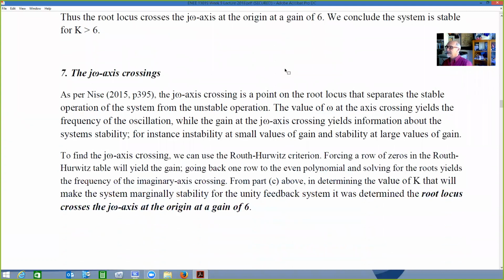So the next step is that looking at that information, the j omega axis crossing is the point on the root locus that separates the stable operation of the system from the unstable operation. The value of omega at the axis crossover yields the frequency of the oscillation, while the gain at the axis crossing, the imaginary crossing, yields information about the system's stability. For instance, instability at small values of gain and stability at large values of gain.